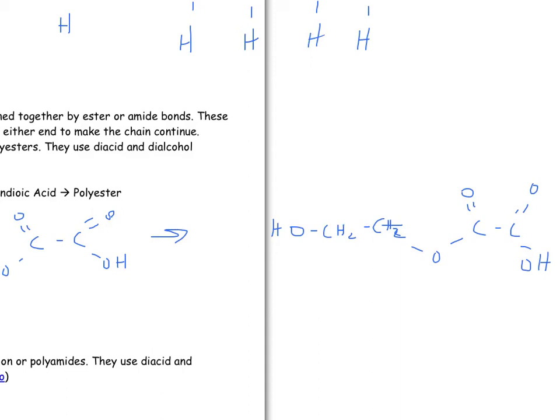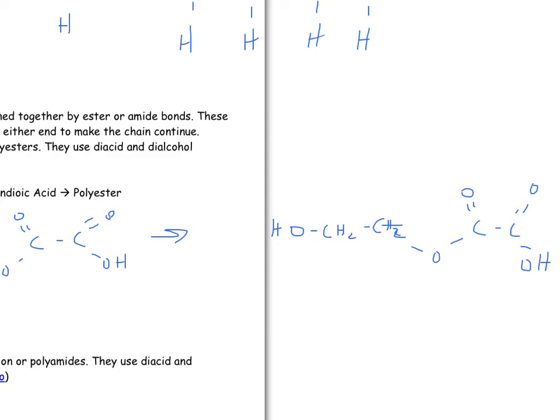Notice that my product has a hydroxyl group on one end, which could then react with another diacid monomer to extend the chain. And at the other end, it has a carboxyl functional group, which could then react with another dialcohol to extend the chain in that direction. As long as I supply my polymer with both monomers, they will be reacted in alternating orientations until one of the monomers runs out.